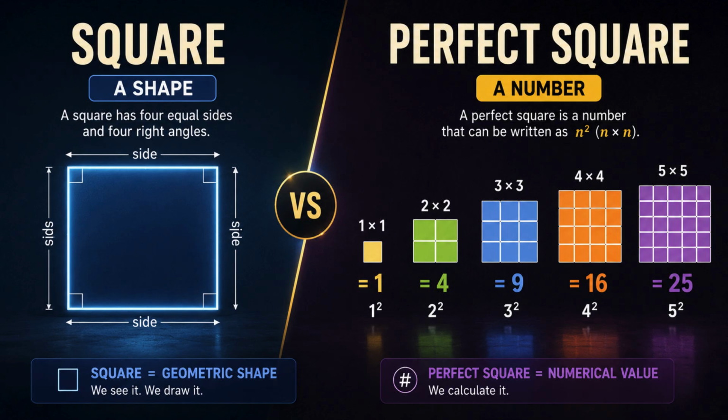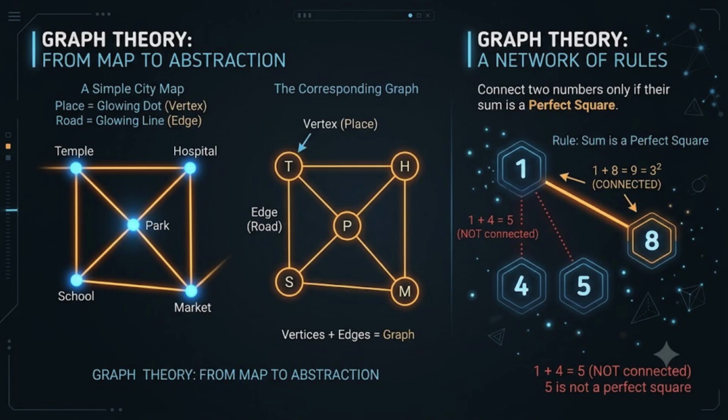Now, let's do something more interesting. What if we use perfect squares as a special rule to create connections between numbers? Before that, we need one basic idea. What is a graph? Imagine a city with 5 important places. We can represent each place with a dot. If there is a road between 2 places, we can connect their dots with a line. In graph theory, place: vertex. Road or connection: edge. And when we put vertices and edges together, we get a graph. That is the basic idea of graph theory.